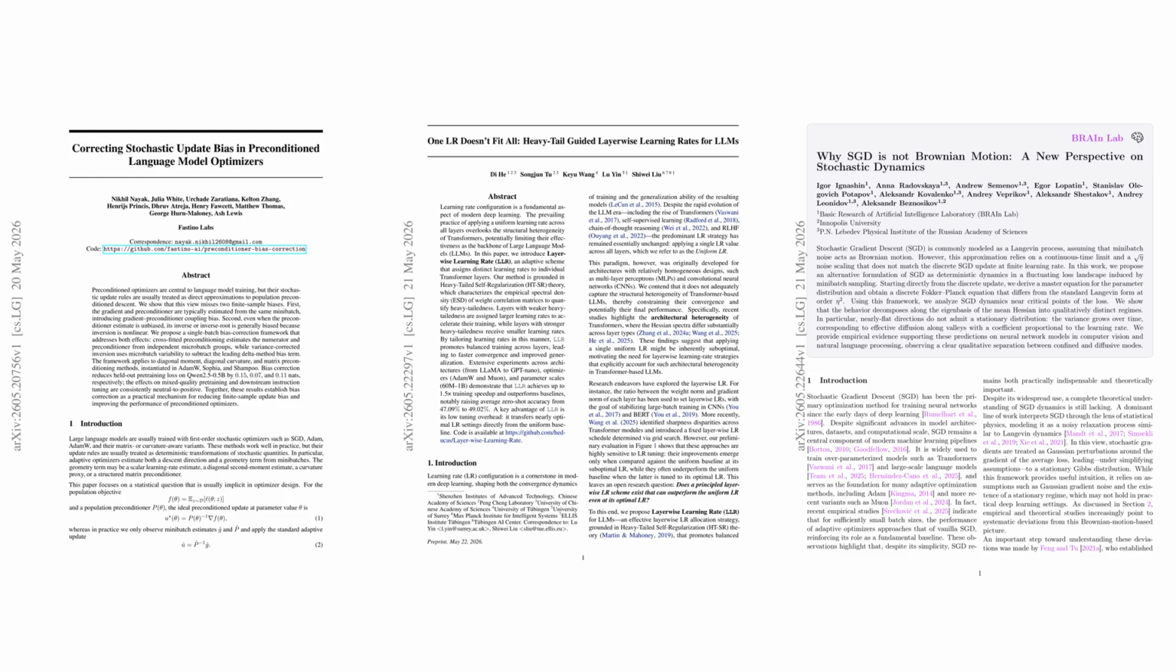What if some of the biggest gains in training language models come not from bigger models, but from smarter math beneath the surface? In today's episode, we dive into 3 papers that rethink how optimization really works: correcting hidden bias in modern preconditioned optimizers, adapting learning rates layer by layer using heavy-tailed signals, and reimagining SGD itself beyond the classic Brownian-motion picture. Together, they reveal a fascinating theme. The dynamics of learning may be far more subtle and more powerful than we thought.